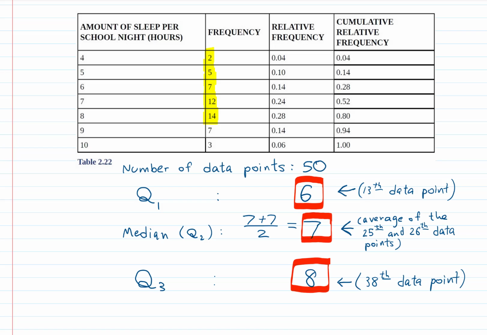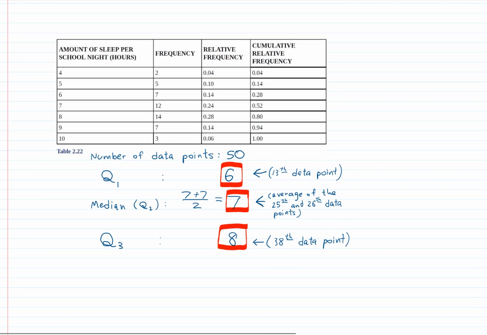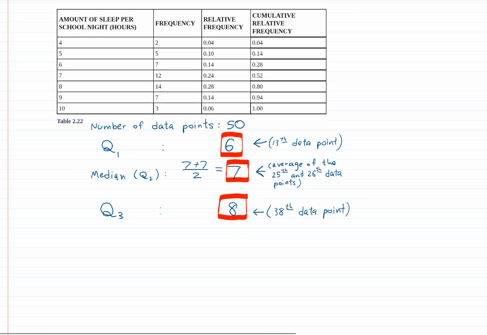Now let's look for outliers. So we find the interquartile range. That's 8 minus 6, the third quartile minus the first quartile. So that's 2. That's our interquartile range.